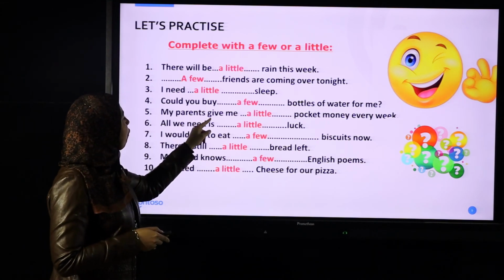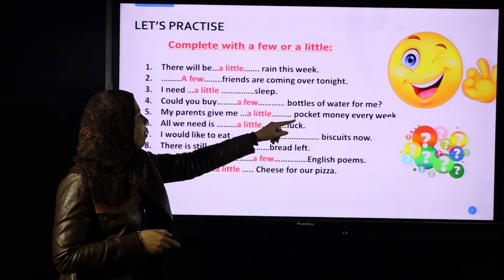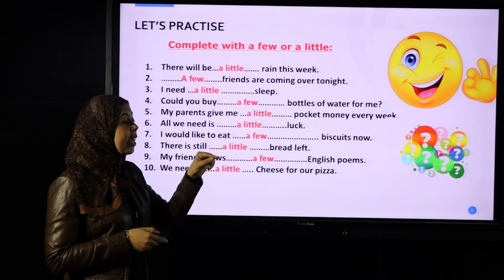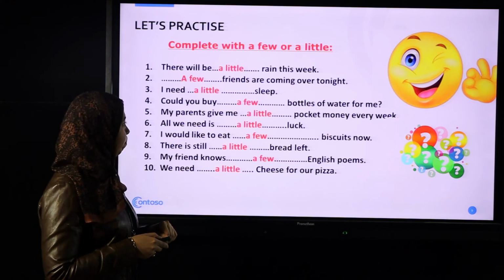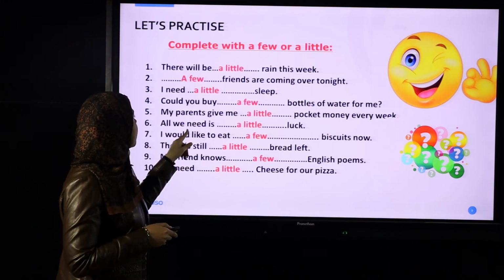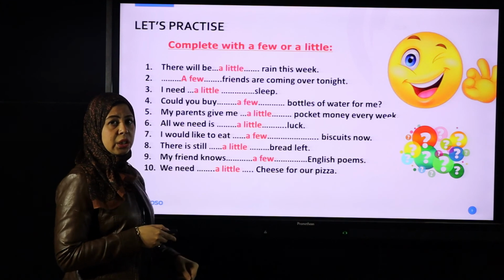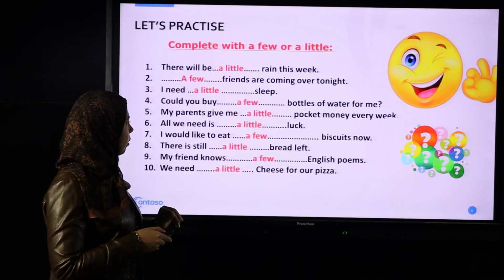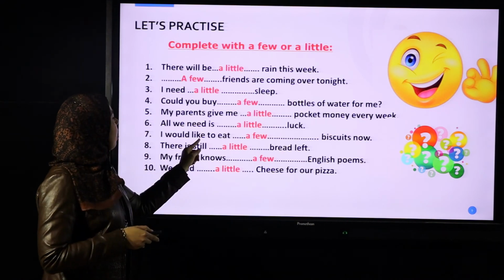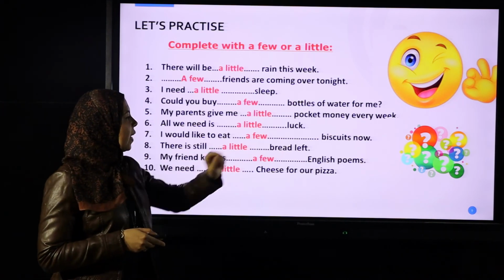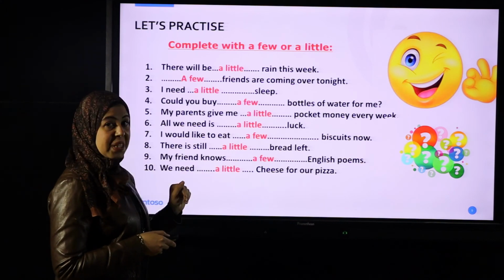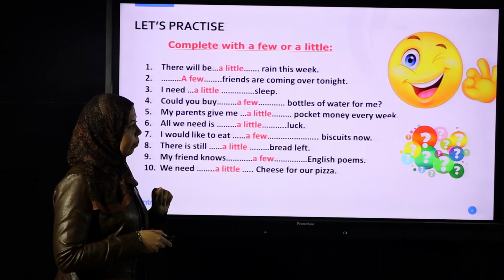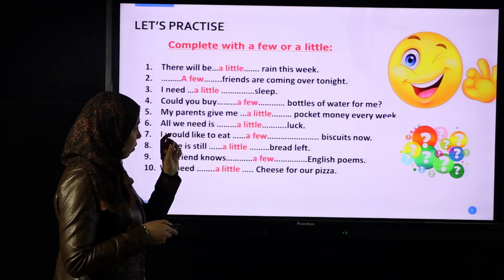My parents give me a little pocket money every week. I used a little with pocket money because I cannot count pocket money. All we need is a little luck. Can we count luck? No, we cannot. So we used a little. I would like to eat a few biscuits now. Can we count biscuits? Yes, we can count them. So we used a few. They are not many, but they are enough.